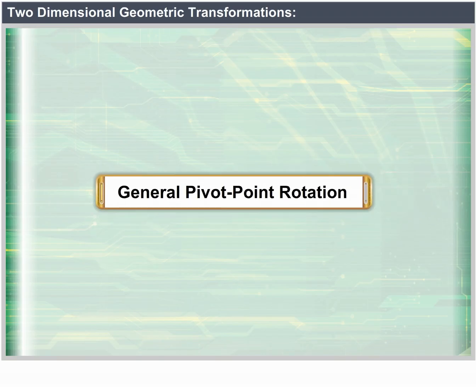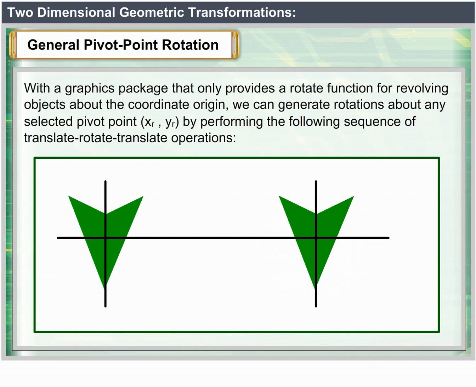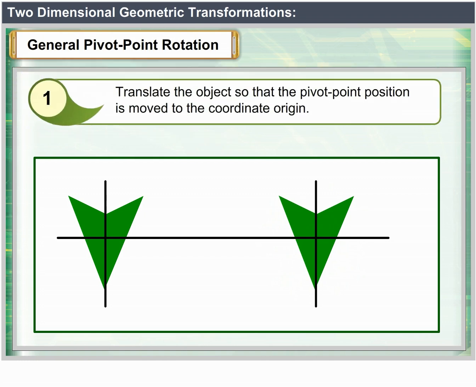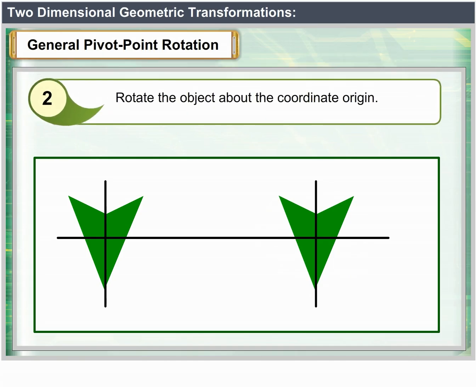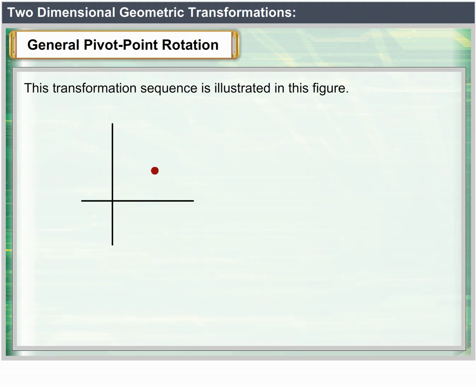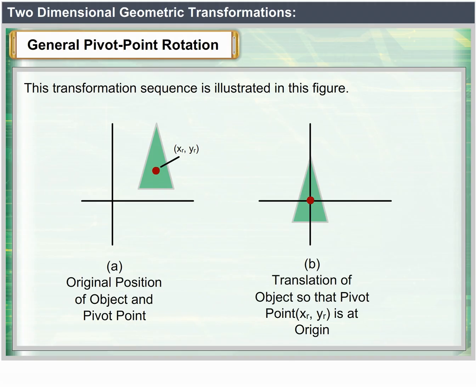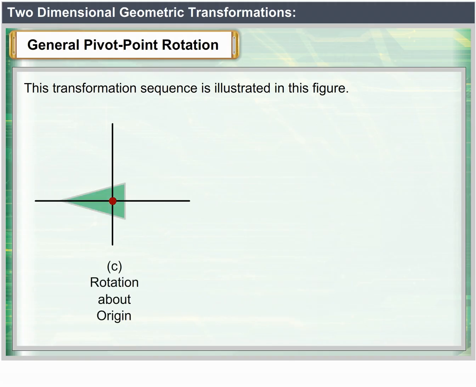General pivot point rotation. With a graphics package that only provides a rotate function for revolving objects about the coordinate origin, we can generate rotations about any selected pivot point xr, yr by performing the following sequence of translate, rotate, translate operations. Translate the object so that the pivot point position is moved to the coordinate origin. Rotate the object about the coordinate origin. Translate the object so that the pivot point is returned to its original position. This transformation sequence is illustrated in the following figure. This figure shows a transformation sequence for rotating an object about a specified pivot point using the rotation matrix.